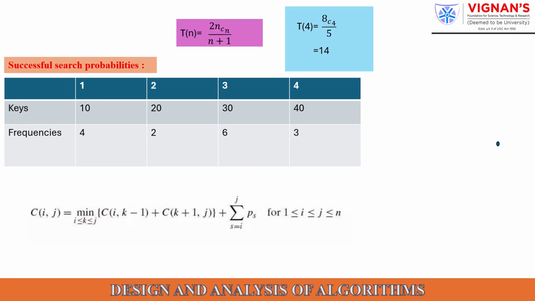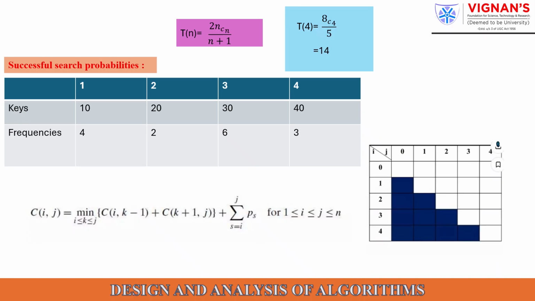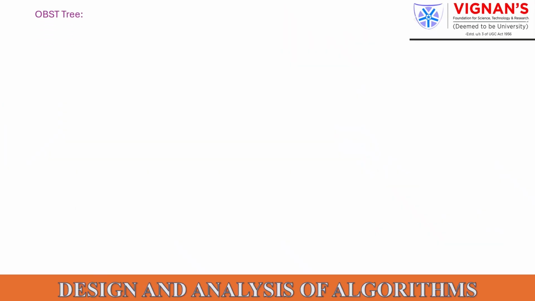We fill the DP table diagonally, starting from smaller subproblems. The tree with minimum total cost is selected as the optimal binary search tree. This diagram shows the final optimal binary search tree constructed using the root table R(i, j). The overall root is R(0, 4), which is key 3.